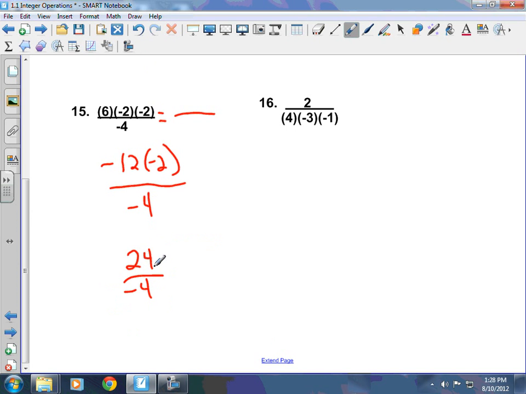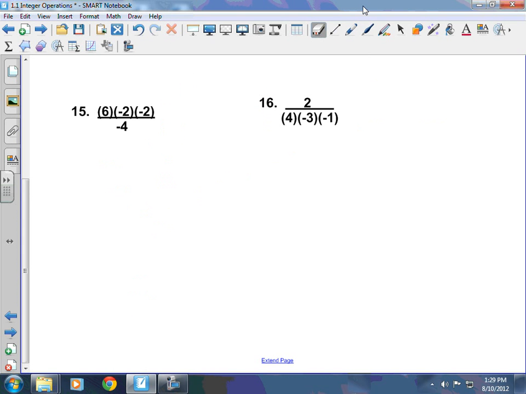Now, 24 divided by 4. Can the bottom number go into the top number evenly? Yes. How many times is 4 going into 24? 6. So, that's going to make my top number 6. My bottom number is going to be 1, because 4 goes into 4 one time. And then my bottom number was negative. I have a negative over a positive, so this answer is negative. But another way to write negative 6 over 1 is to simply write it as negative 6. Okay? So, again, let's look at that again.